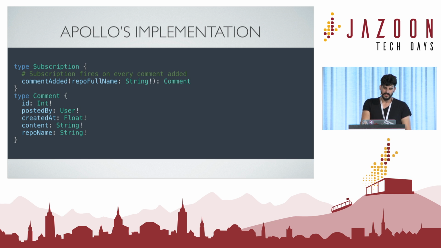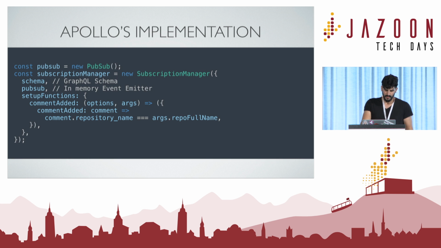The first thing we need is to define the subscription in our GraphQL schema. This is done by adding a new type called Subscription. Under this type, we specify our event topic. In this example, we want to be able to subscribe to added comments on a certain repo. And so we set a subscription to return the comment type for each related event. Next thing, we need to add a subscription manager, that we've seen with the emoji lady.